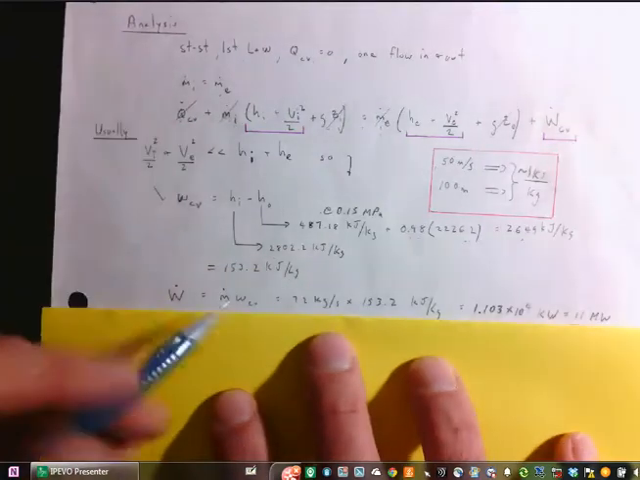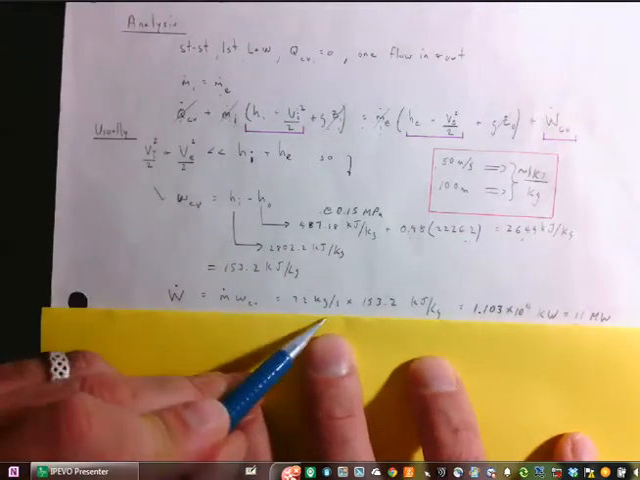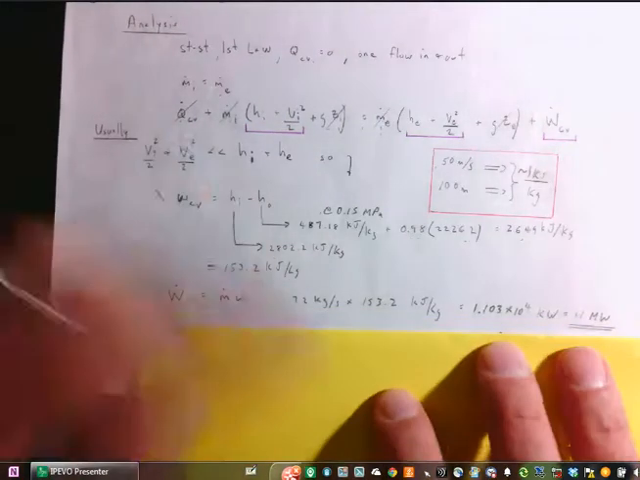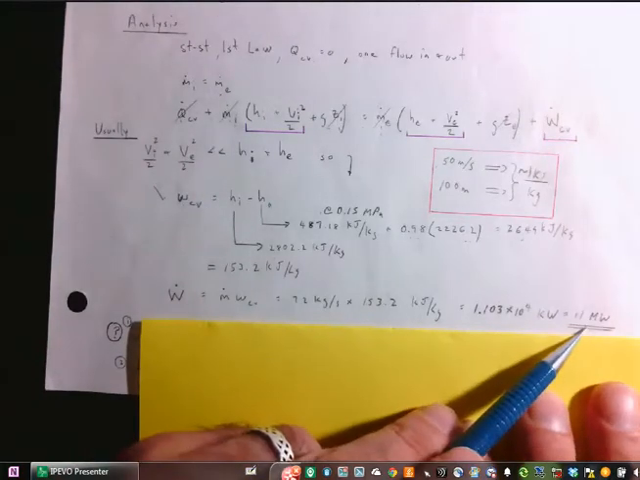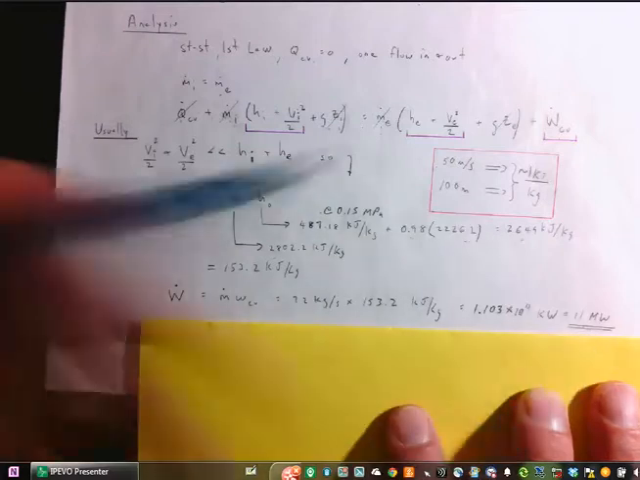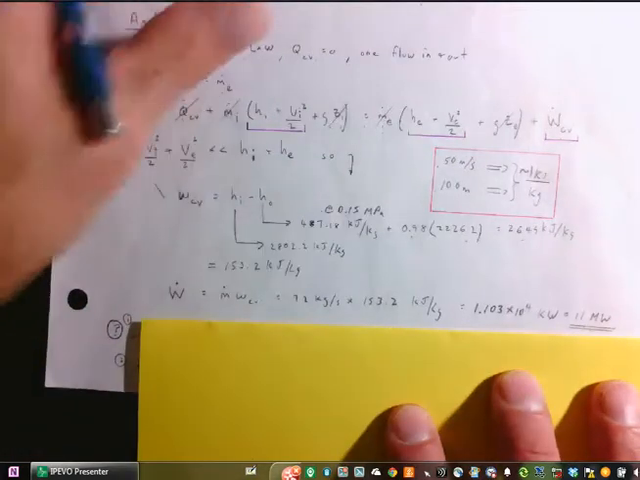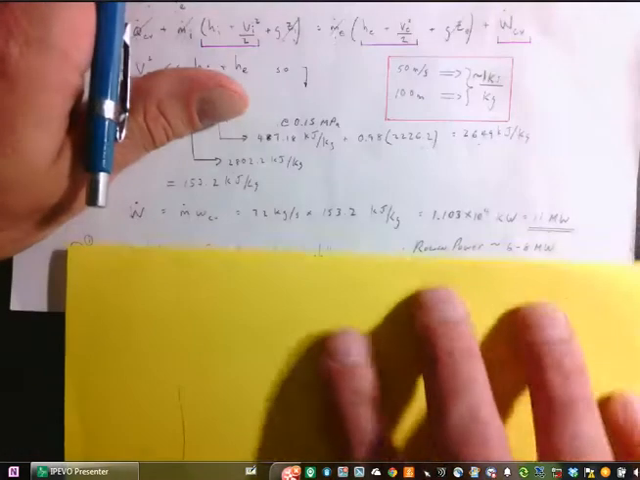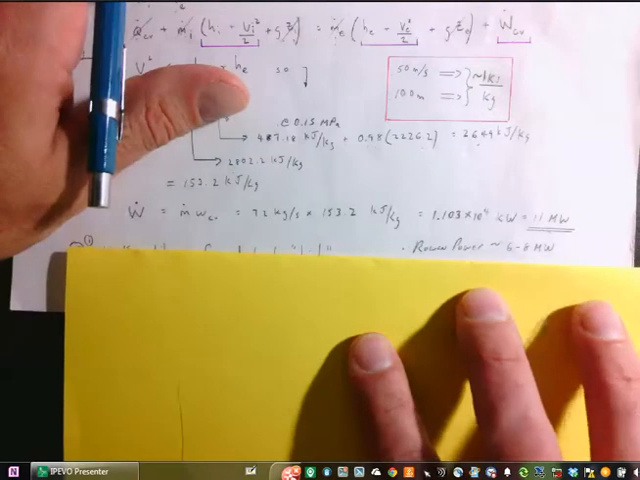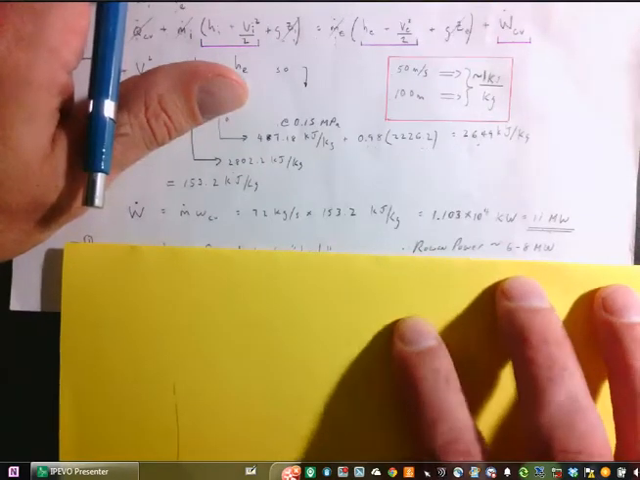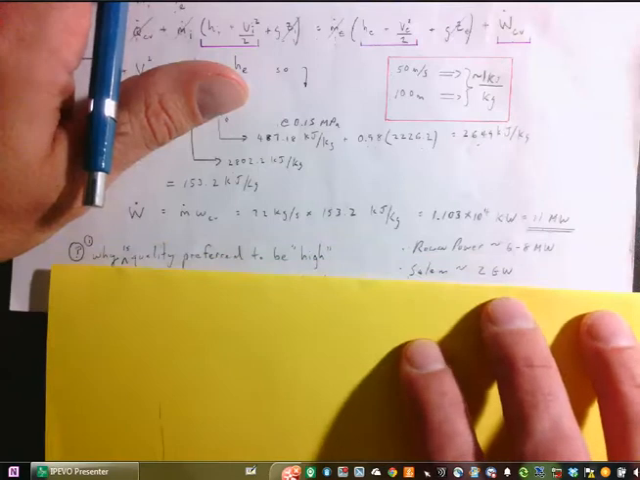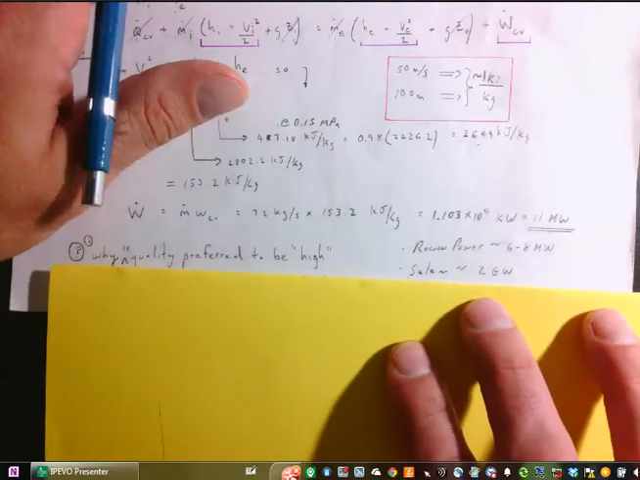Multiplying it by the mass flow rate will give you the total power output from the steam turbine of 11 megawatts. How does that compare to other quantities? Well, Rolling Power on an average day has to generate 6 to 8 megawatts. Salem, though, is far greater at 2 gigawatts.